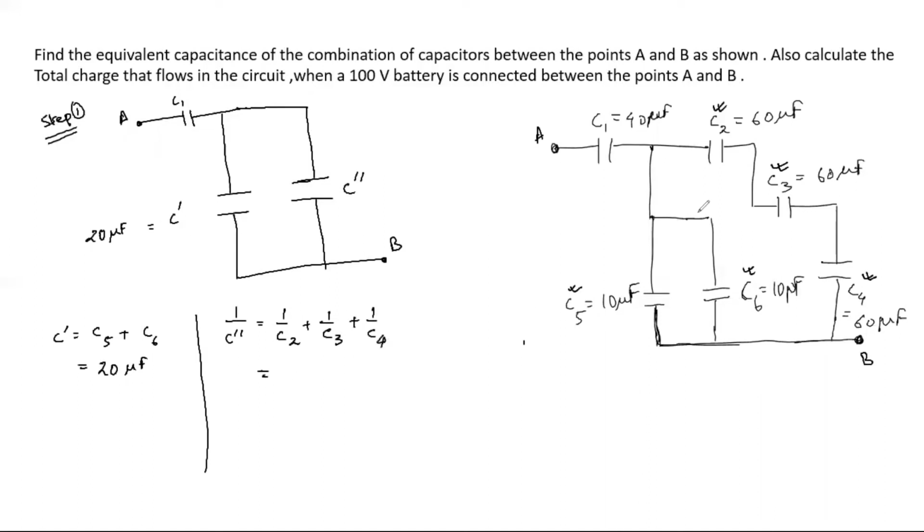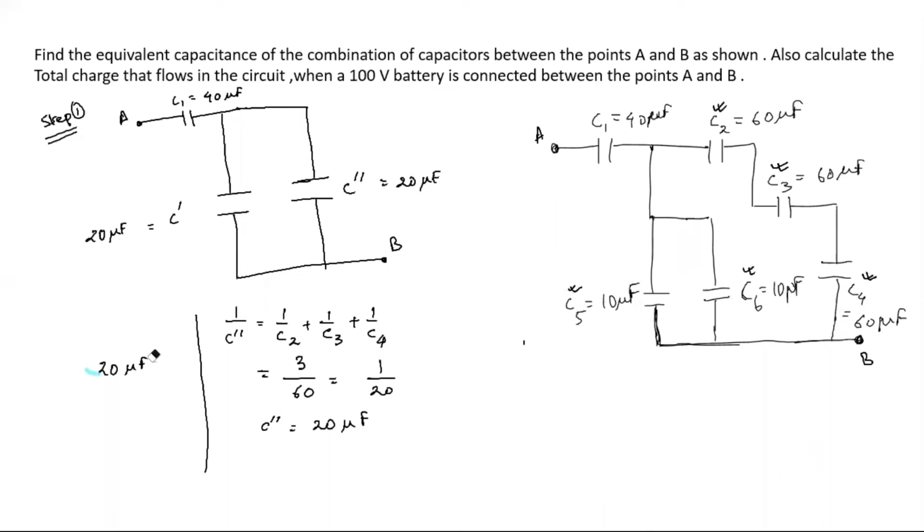C2 is 60, C3 is 60, and C4 is also 60 microfarad. So 3 by 60 microfarad is 1 by 20 microfarad, so C'' is equal to 20 microfarad. Okay, 20 microfarad. C1 is 40 microfarad. So this is how we have calculated our C' and C''.